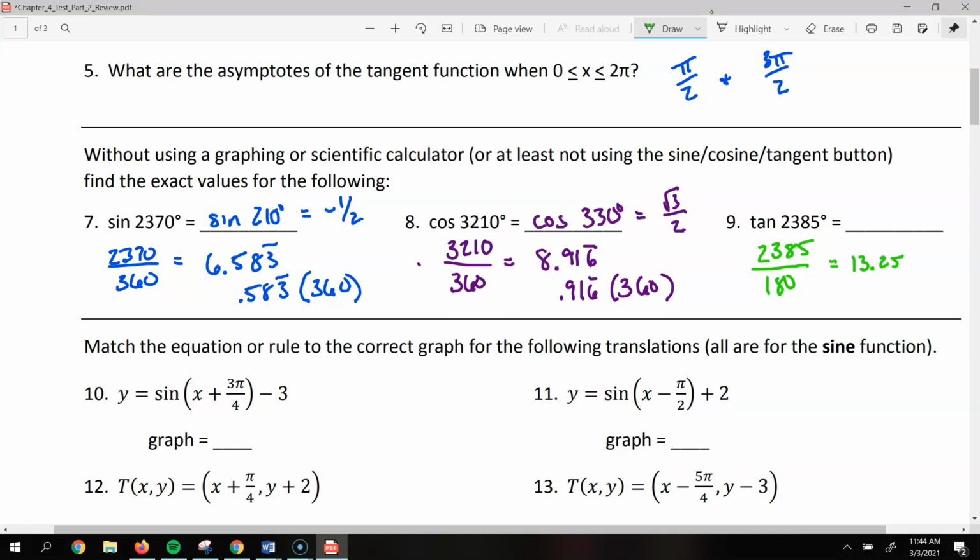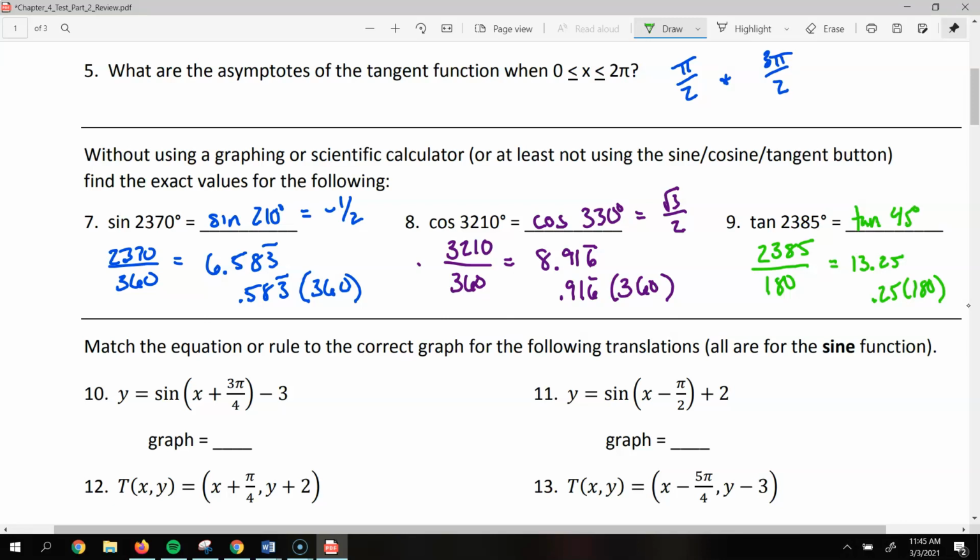So that means that it's equivalent to 13 full rotations plus an additional 0.25 over. So if we just focus on that 0.25 and multiply that times 180 to figure out that quarter turn, how many degrees would that be? Well, 0.25 times 180 is 45. So tangent of 2,385 degrees is equivalent to the tangent of 45 degrees.